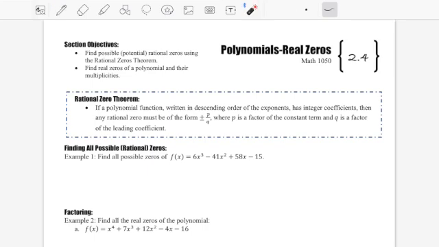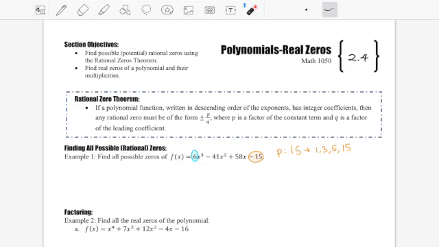So the first thing we look at is what we call P and Q. P is a factor of the constant term and Q is a factor of the leading coefficient. So what I mean are this 6 and this negative 15. Specifically, the P is 15, because P is always a factor of the constant term, meaning that the P's are 1, 3, 5, and 15.